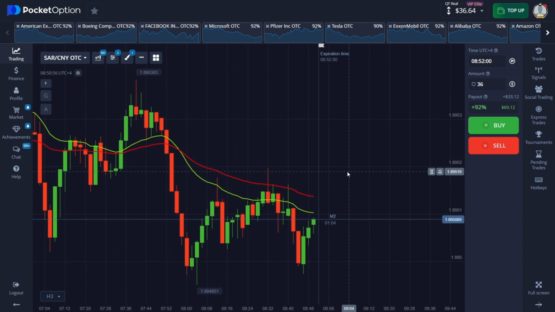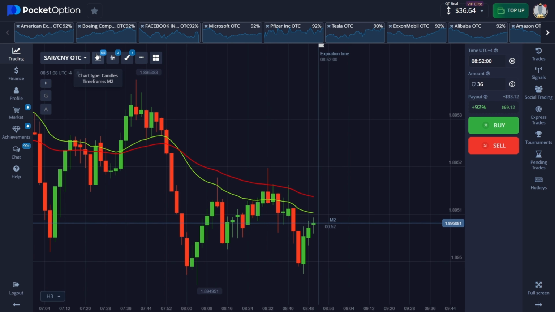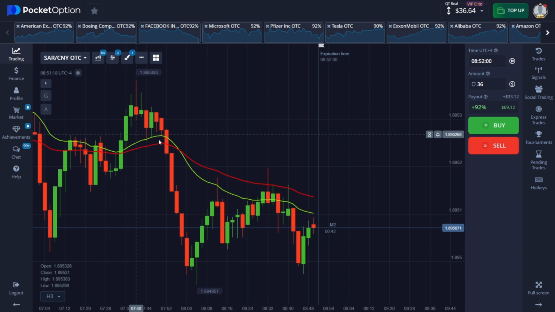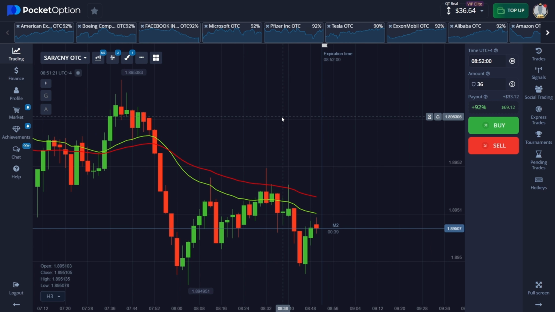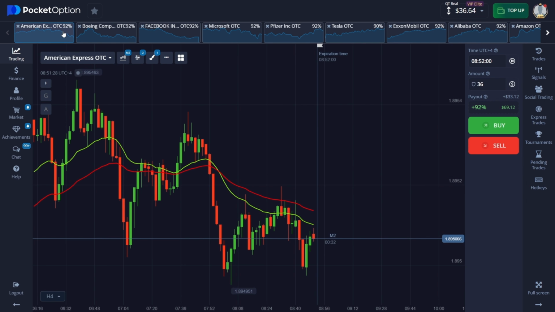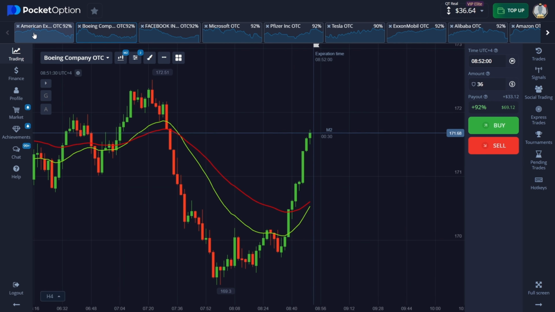Next, I looked at SAR CNY OTC. If the current candle closes near the moving average, we can try this trade. However, the candle turned into a red candle, so we'll avoid it. Now, let's look for a trade on stocks.